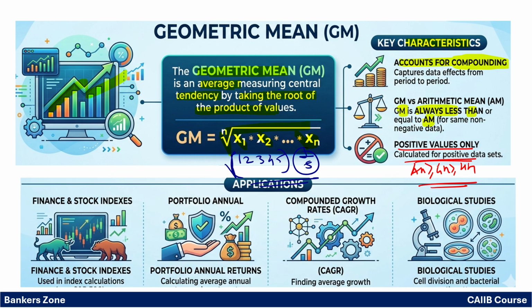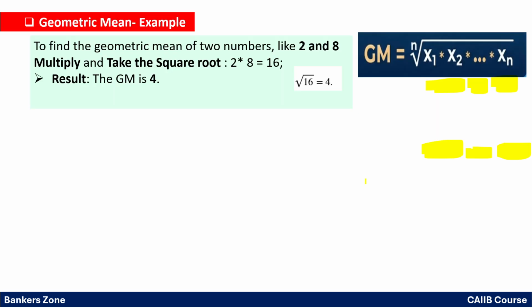Okay. Now see, it is used in finance and stock indices, for the calculation of the indexes. In a portfolio, to calculate your annual growth, you have to use the geometric mean. Apart from that, it is used to find the CAGR, compounded annual growth. Then in biological studies also, because in cell division and bacterial growth the numbers are continuously multiplying, in that case you have to use the geometric mean. Okay. Now through an example you will get an idea.